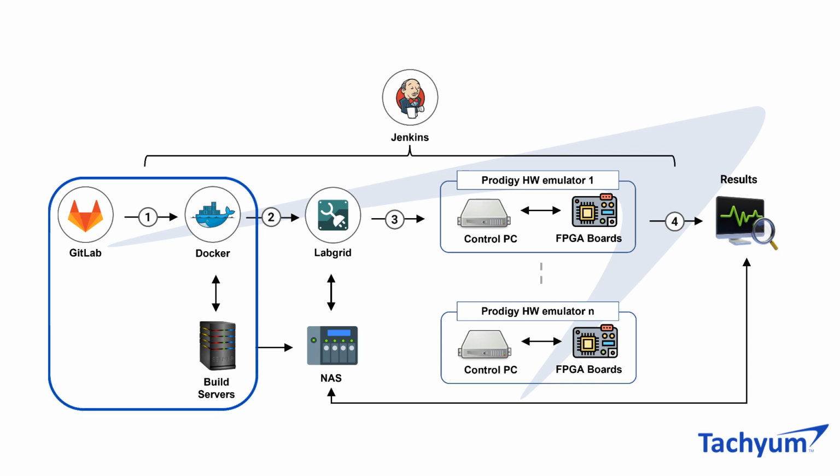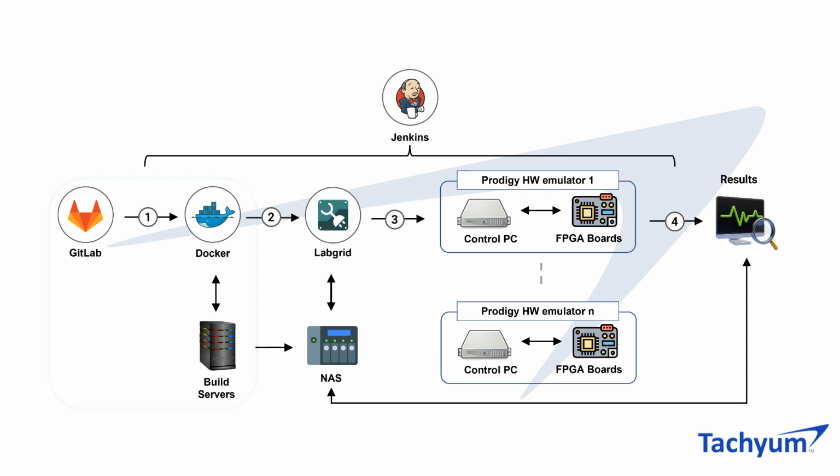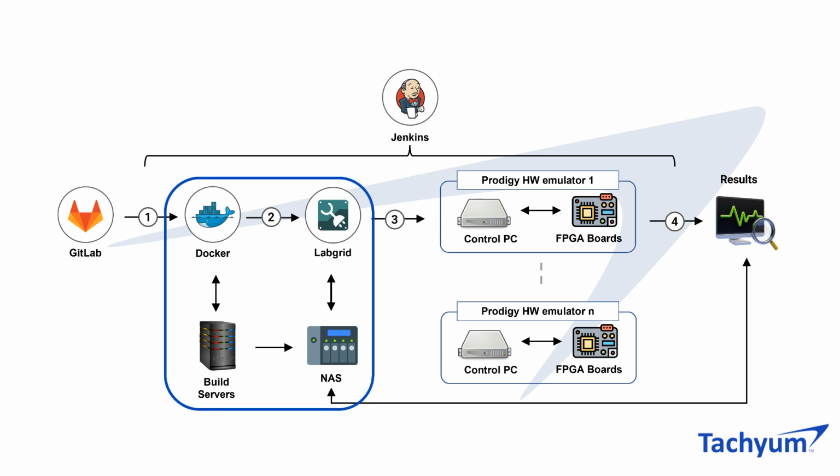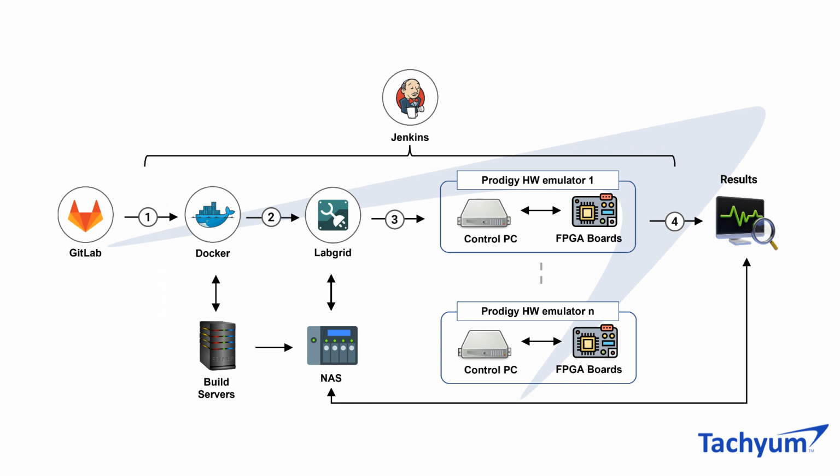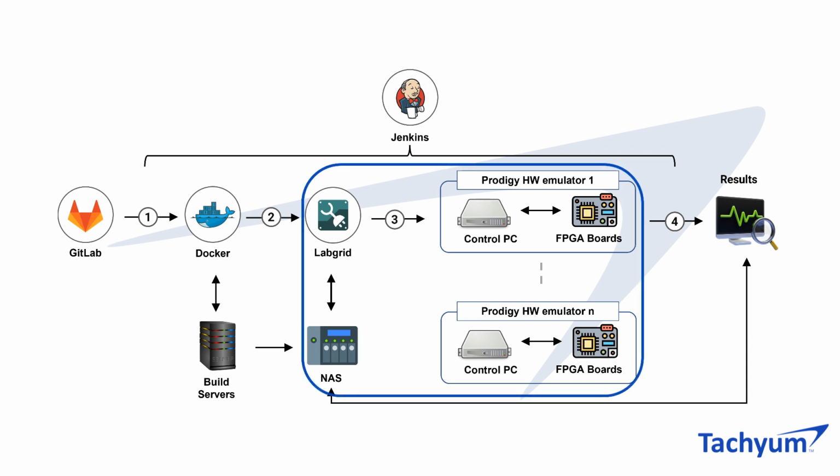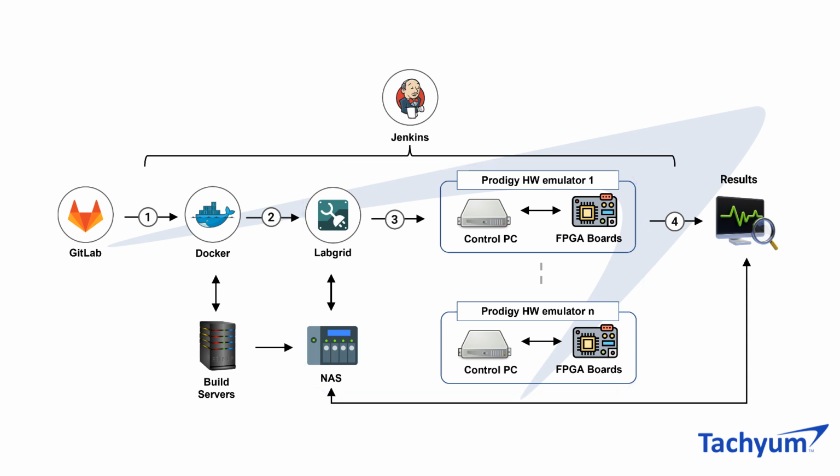Step 1 is triggering the testing, where any changes in the source code kick off the build process. Once the build process is finished, build artifacts are provided to LabGrid, the hardware emulator manager. In step 3, the build artifacts are installed on the Prodigy hardware emulator and tests are performed. In step 4, the test results are collected, stored, and displayed in the dashboard.